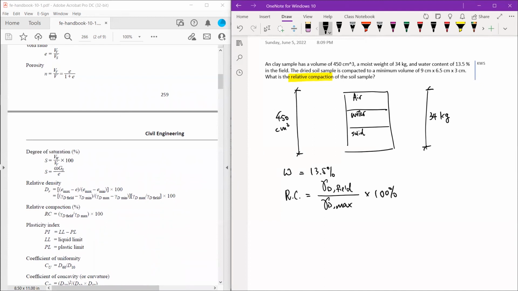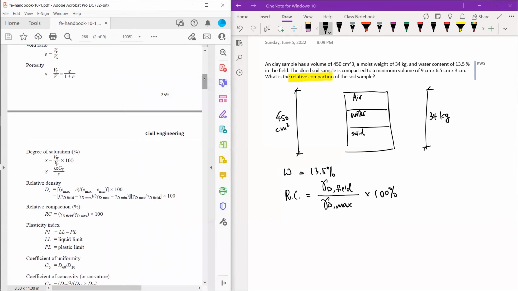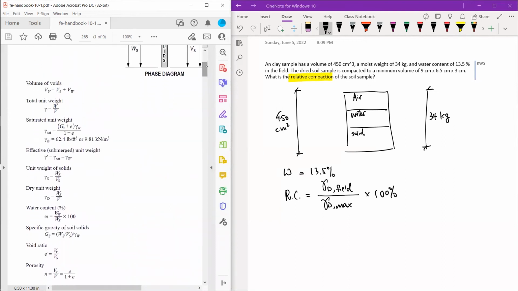So the key information here now is the dry unit weight. And we go back to our FE exam manual again. The dry unit weight is equal to the weight of solid divided by the total volume. So the key missing piece from the phase diagram, as we can see, is the solid weight. But the water content is given, so we can start with the water content to solve this problem.